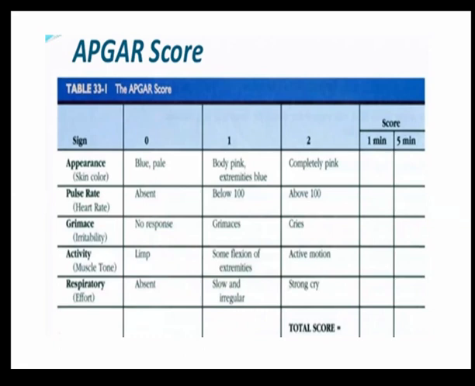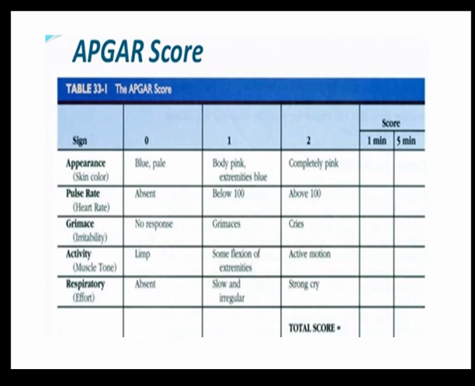First of all, you see the appearance, the skin color. The good sign is 2, the in-between sign is 1, and 0 is very bad. 2 is all normal, 0 is worst, and 1 is in between. So if the patient is pink, we label it as 2. If it is pink but they have peripheral cyanosis, we label it as 1. And if there is total central and peripheral cyanosis, it is 0.